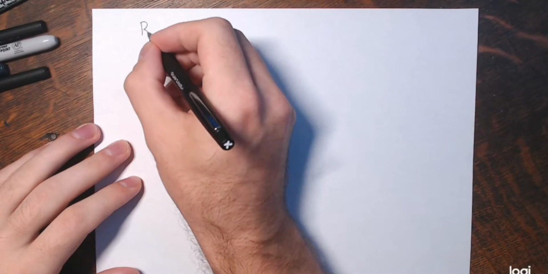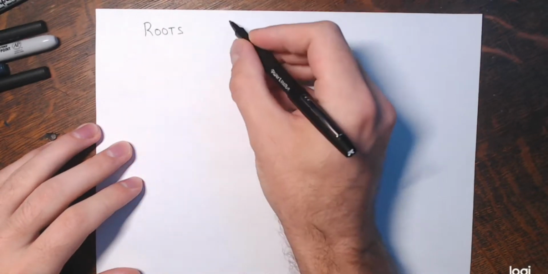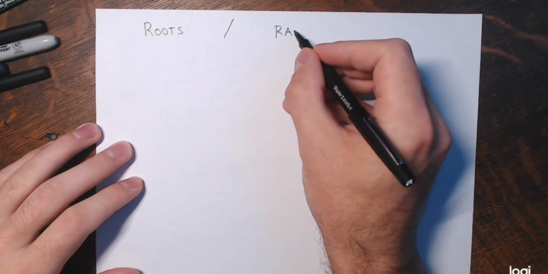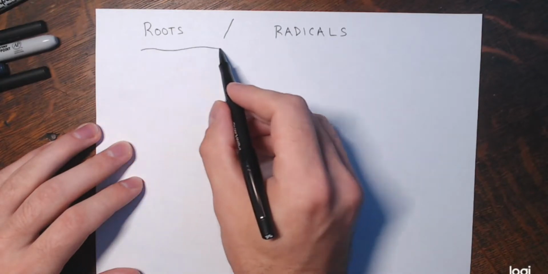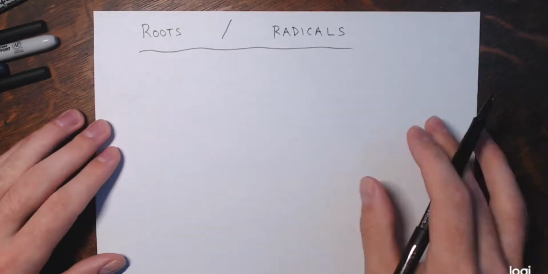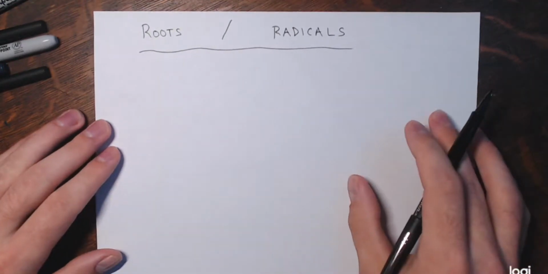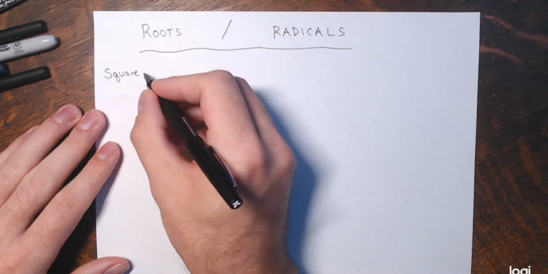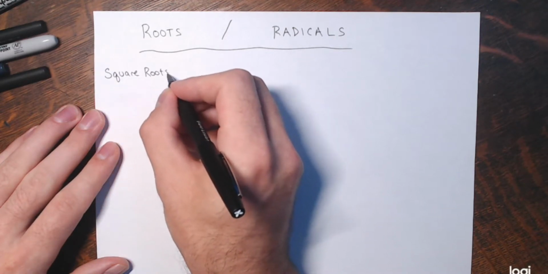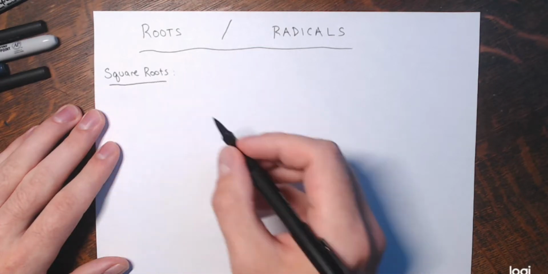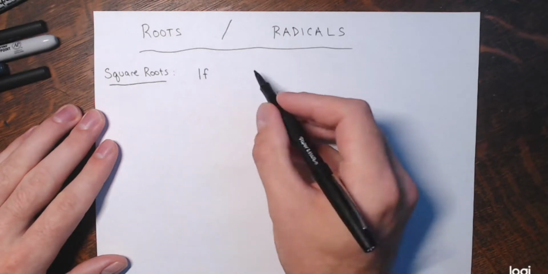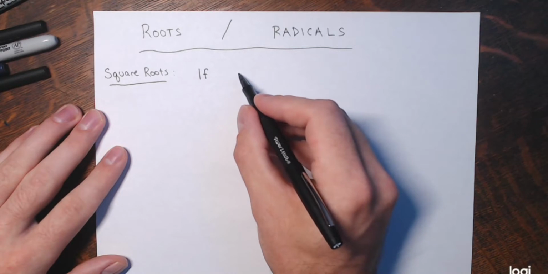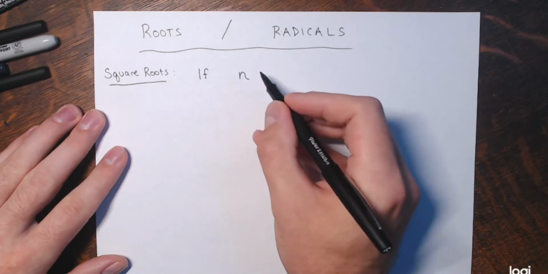So roots, radicals. If you say this to a mathematician, they'll know what you're talking about, or any math student. So we start off first with the following. I'll start with square roots, and then work our way up. I'll try to use the same notation they're using in the text.